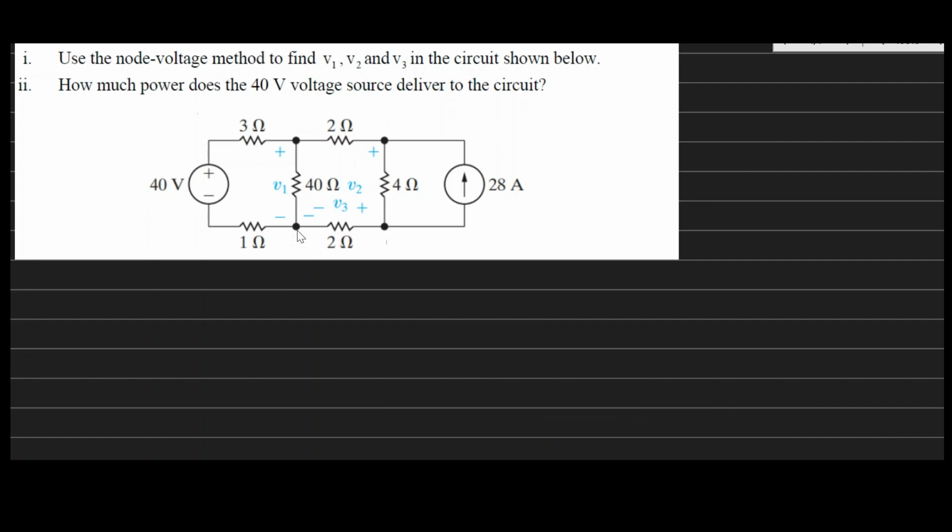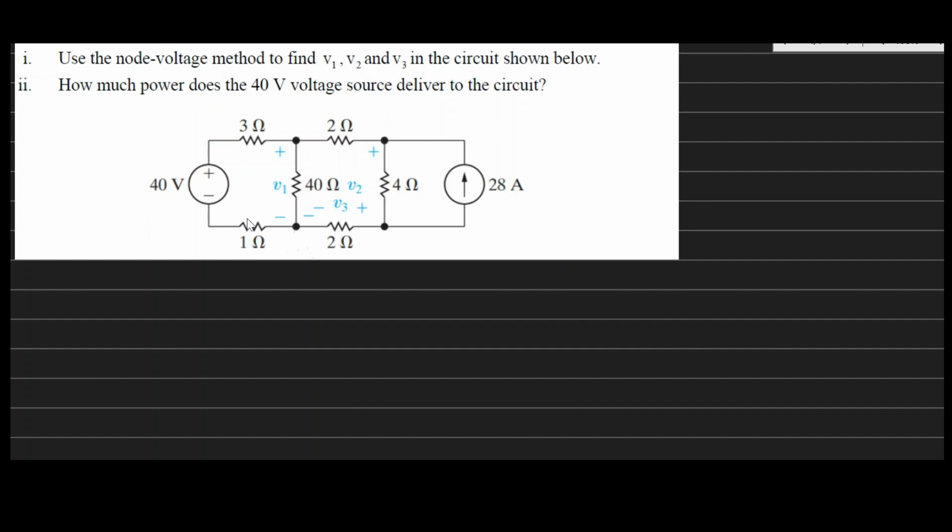Now, for example, if I make this my reference node, remember that if a voltage source is not attached to the reference node, that voltage source forms what we call a supernode. In this video, I'm trying to avoid the issue of supernodes because I'm going to talk about that separately in another video. So if I pick this one as my reference node at 0 volts, this voltage source here is going to form a supernode, so I'm trying to avoid that.